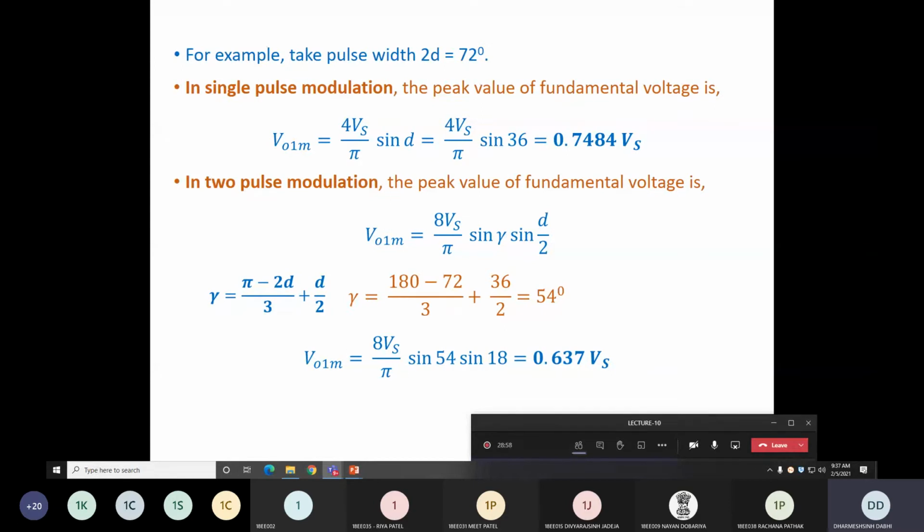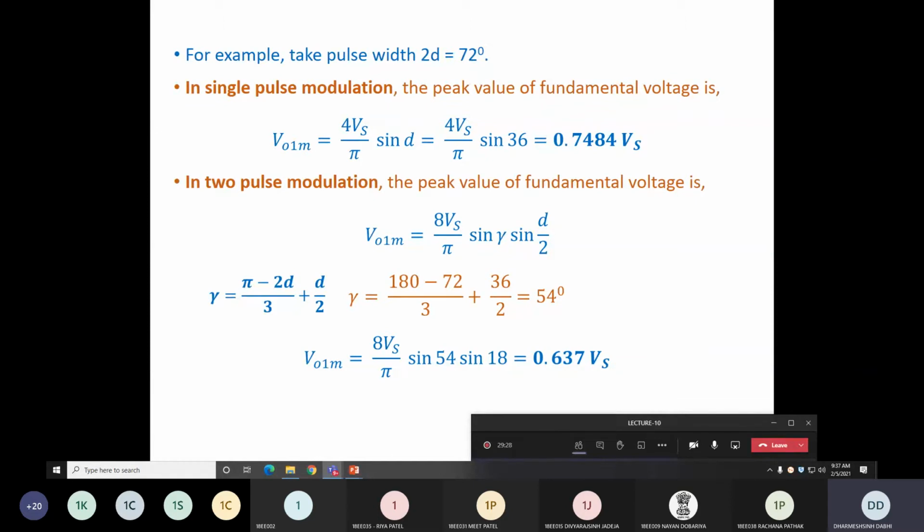It means what? You give the same power to both inverters. Suppose you give 100 watt power to the single pulse modulation technique, and the same power to the 2 pulse modulation technique. But in both cases, you get different output voltage. It means different power. So it means what? In the case of multiple pulse modulation techniques, the efficiency is lower. Yes or no?